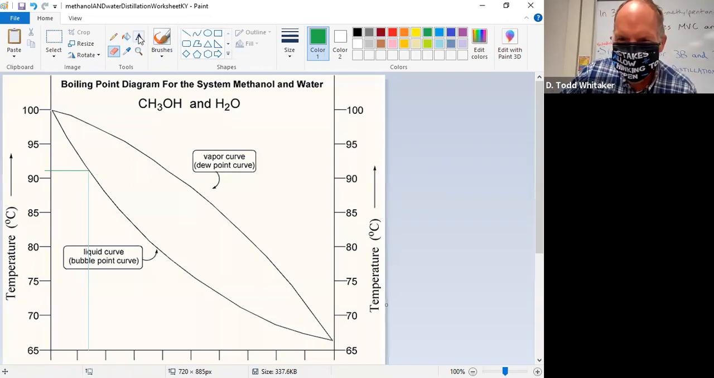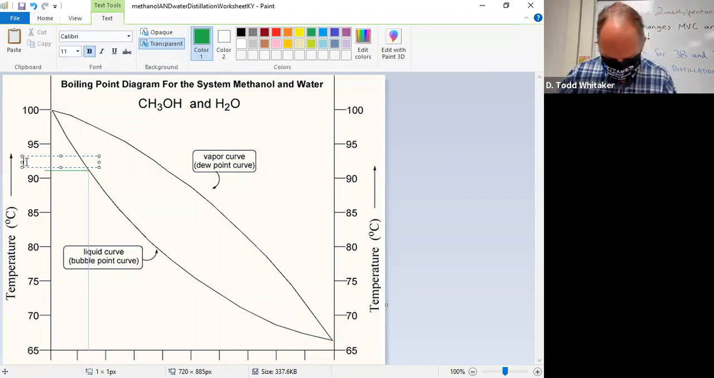All right, so answer to A, I got to start over. 91.3 degrees C. And I don't have a superscript option on Paint. I'm going to go DEG. There you go. You're allowed to do that.